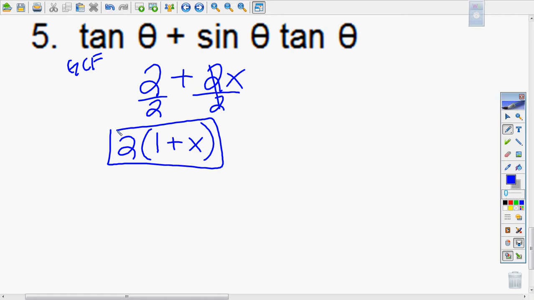How do we feel? That's a long time. Algebra 2, how do we feel? Because it's still algebra.